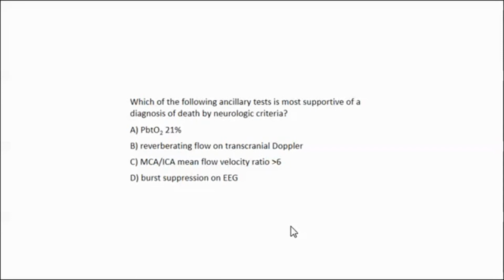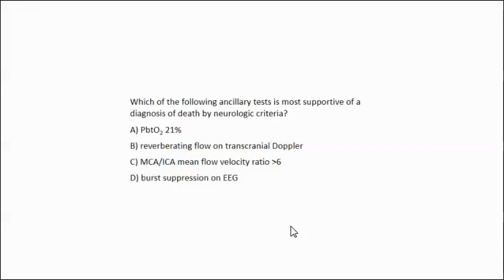Another question emphasizing some of the stuff from yesterday, so I'm sorry if you weren't here yesterday, you haven't read it yet. Ancillary tests most supportive of death by neurologic criteria. The burst suppression on EEG won't cut it. The Licox or brain tissue oxygenation monitor won't be specific enough. Of course, as inflammatory tissue evolves around the catheter, it loses its predictive use over about 7 days anyway. So you're certainly not going to declare someone brain dead based on that.